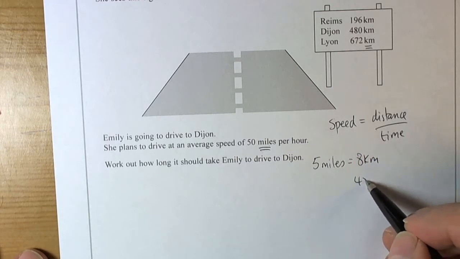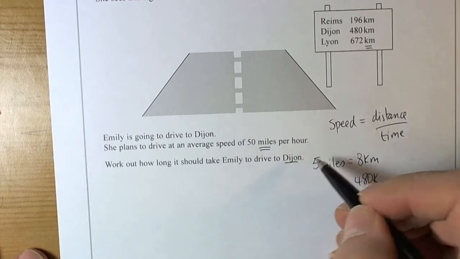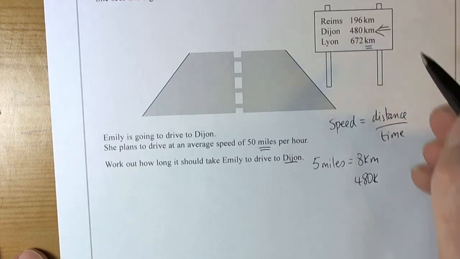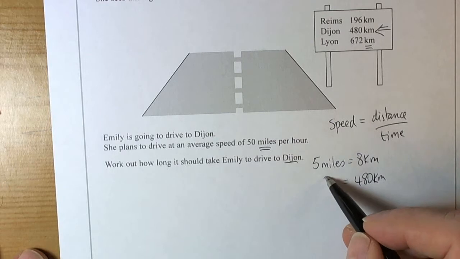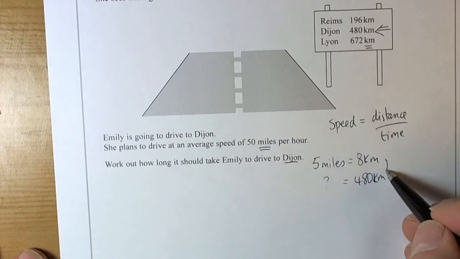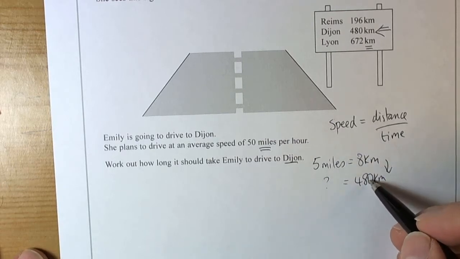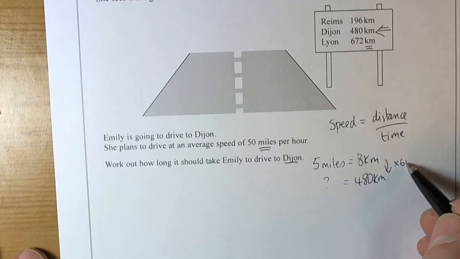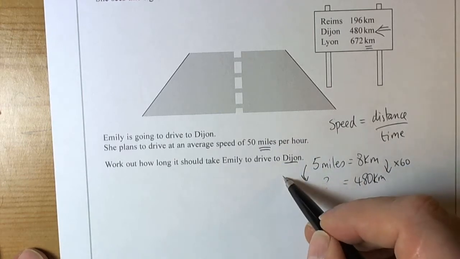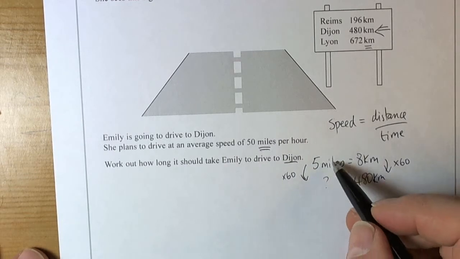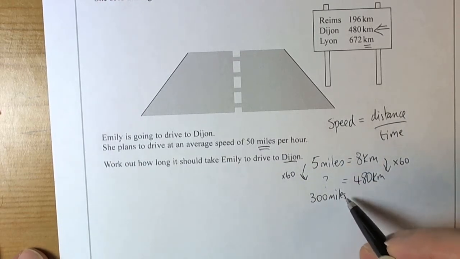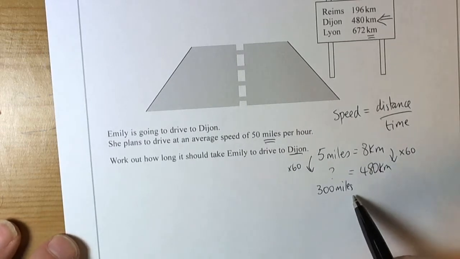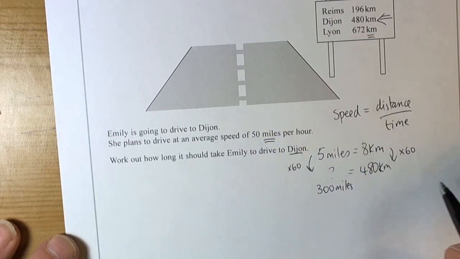So we've got 480 kilometres for Dijon. So that's the one they want us to use. And we want to know how many miles that is. So we're basically going to have to think, well, how has 8 become 480? Well, we had to times by 60, so therefore we're going to have to times that by 60 as well. So 5 times 60 is 300. So we can see that the journey is a distance of 300 miles and we've got a speed of 50.